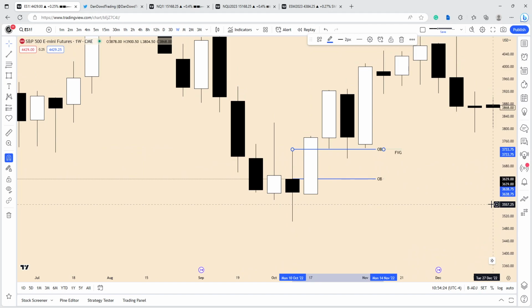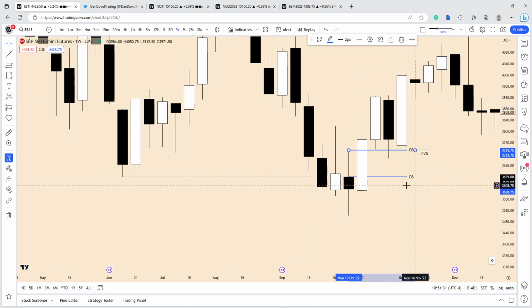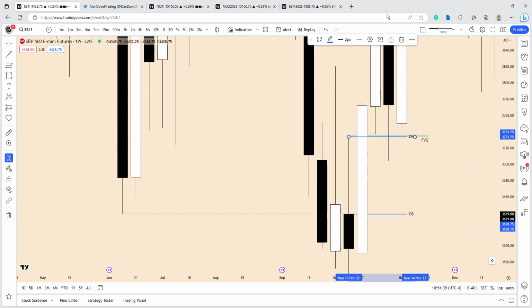Now let's make sure that this is clear. This entire down close candle is a bullish order block. And the reason it's a bullish order block is because it took liquidity and it also had that gap. The gap in price, or the imbalance, or the fair value gap, these are all different terms for the same thing. That makes this down close candle high probability.